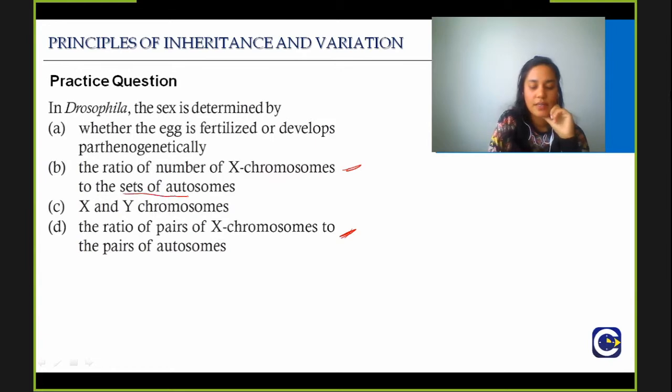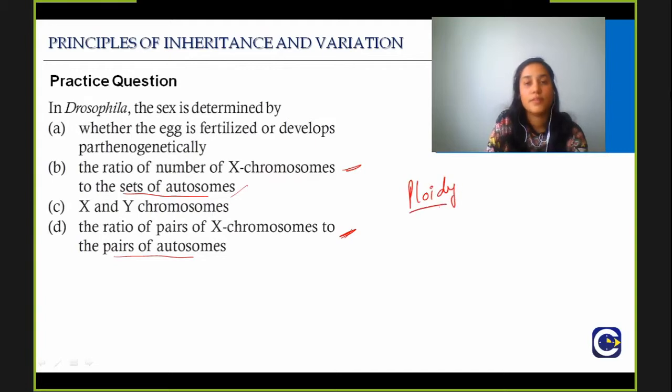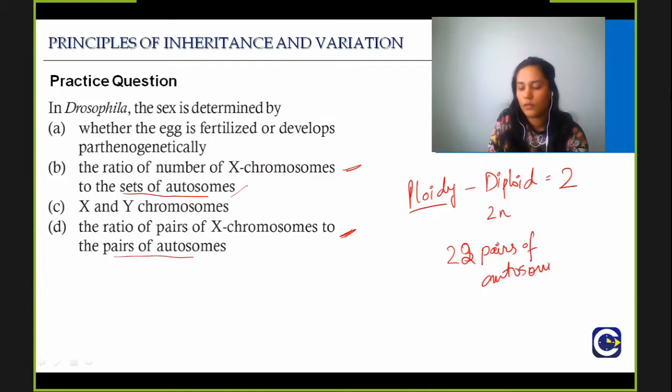So now let us try to understand the difference between sets of autosomes and pairs of autosomes, and again I will take the example of humans. What did I say? I said sets of autosomes is the ploidy. What are humans? Humans are diploid. Therefore, the sets of autosomes is 2. That is why we always represent it as 2n, because n is haploid and the ploidy is 2n. And what are the pairs of autosomes? We have 22 pairs of autosomes. So, the sex is determined by the number of X chromosomes to the ploidy or to the set of autosomes.